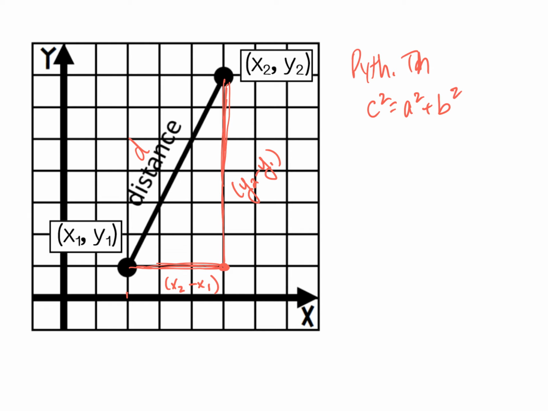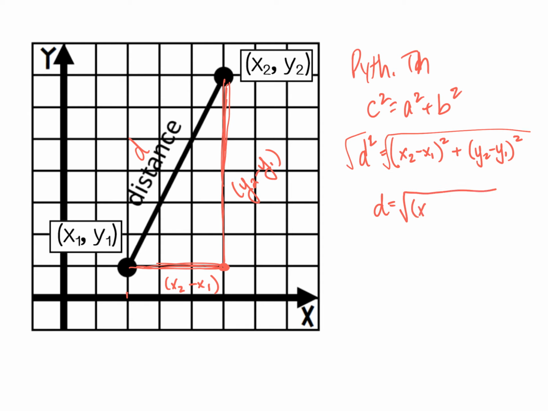So using my right triangle, I know that my hypotenuse squared is equal to, now I need to square each of my legs. So my horizontal leg is x sub 2 minus x sub 1, that quantity squared. My other leg is y sub 2 minus y sub 1 squared. Now if I want the actual length of that hypotenuse, I need to take the square root of both sides. And this is where our formula comes from. So that's where the distance formula comes from.